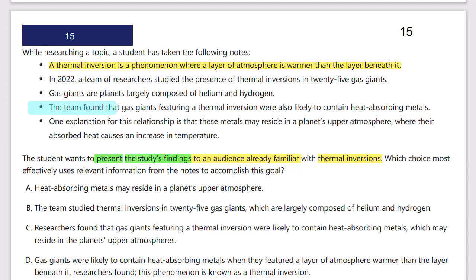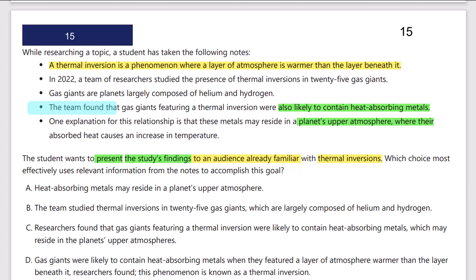The team found, so here are the findings of the study, that gas giants featuring a thermal inversion are likely to contain heat-absorbing metals. That's going to meet our first condition, presenting the study's findings. One explanation for this relationship is these metals may reside in a planet's upper atmosphere where their heat is absorbed and it causes an increase in temperature. So that might be extra useful information we'll see in there regarding the findings. So with that, let's look at the different answer choices.